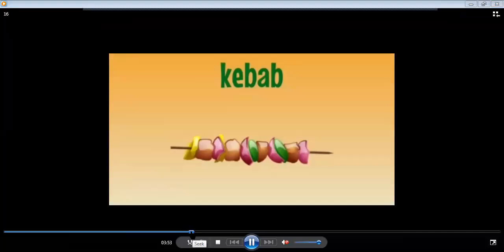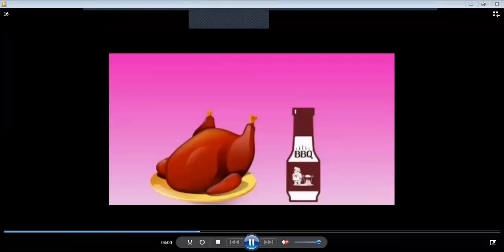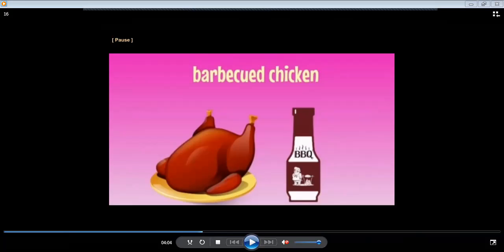Okay, spaghetti, kebab, everybody knows this, kebab, beef burger, barbecued chicken. Barbecued means roasted chicken. It is made on coal or something. Okay, barbecued chicken, it's prepared with barbecue sauce. Barbecued chicken is cooked with barbecue sauce.